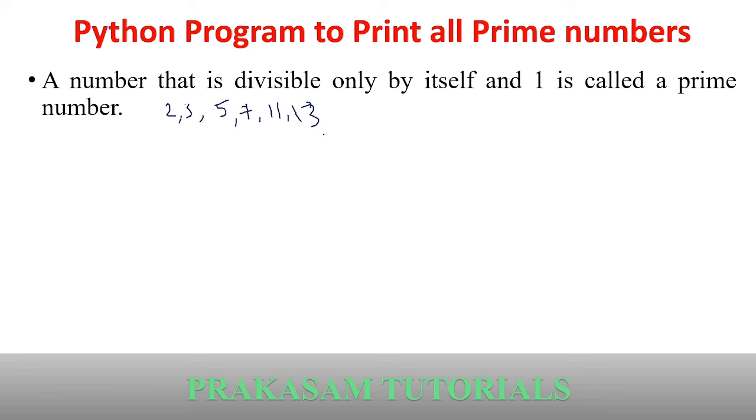So these numbers are divisible by itself and 1, and the remaining numbers are not. Suppose, for example, we consider the number 7. This number 7 is divisible by 1 and itself only. It is a natural number greater than 1, divisible only by itself and 1. 7 by 2, 7 by 3, 7 by 5 are not divisible.